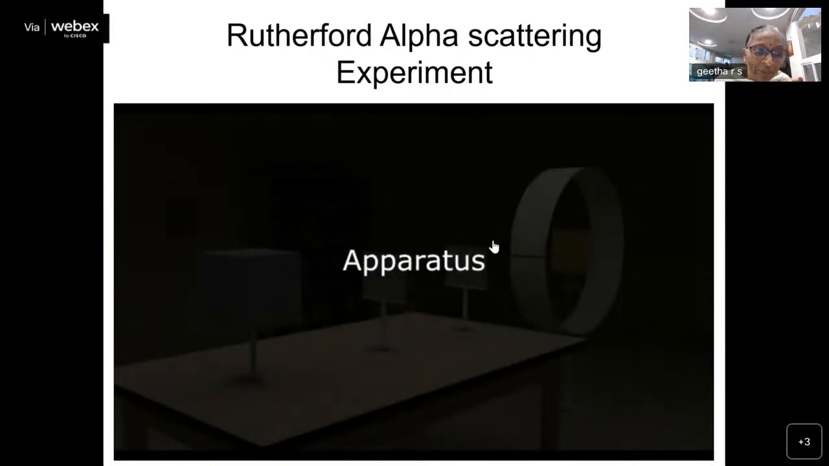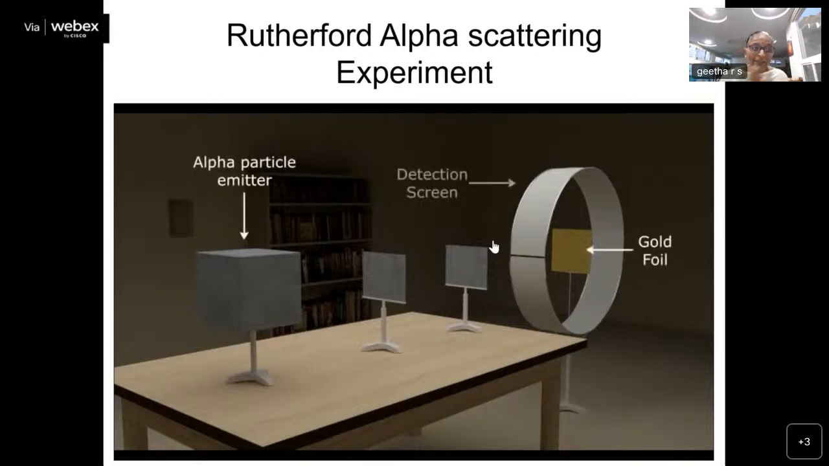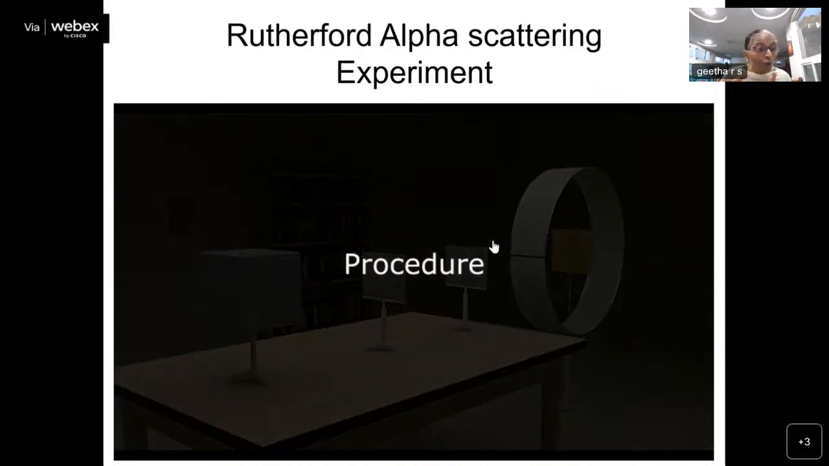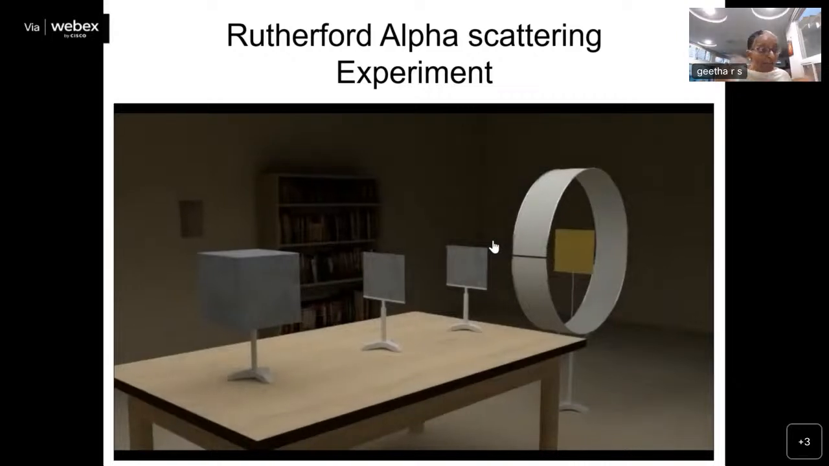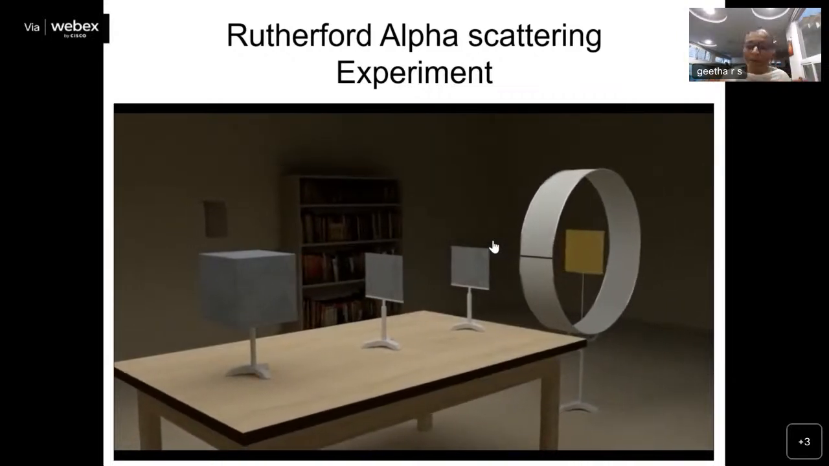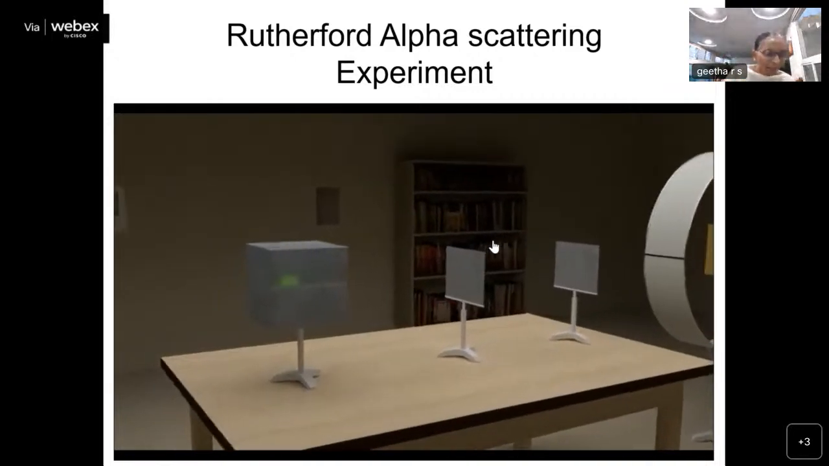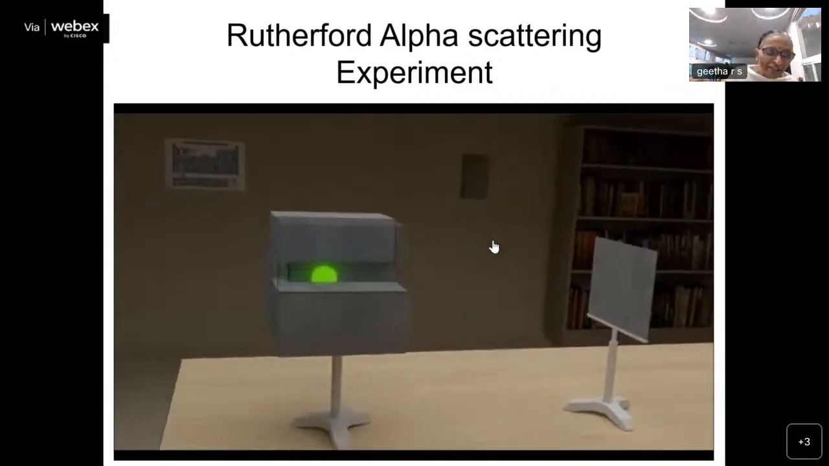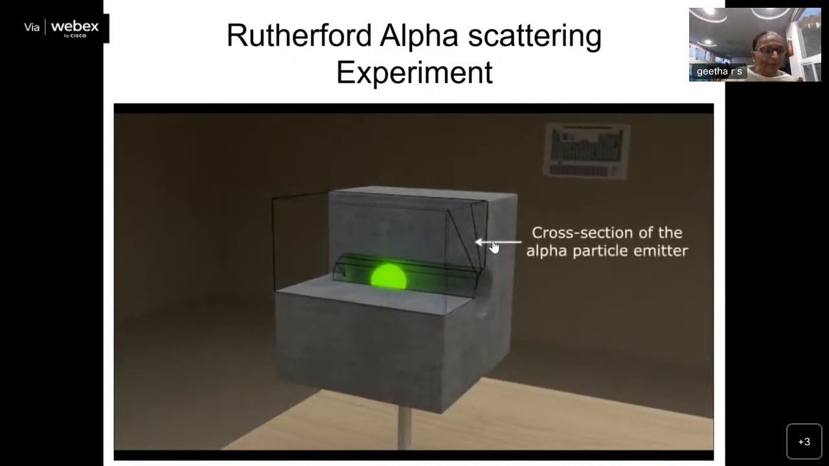What do we mean by scattering? We mean that to the original direction, the alpha particle after hitting the gold foil, you can see that gold color there, it comes through a large angle. It is deviated through a large angle. So that we call it as scattered. So if it goes without any deviation, it is unscattered. So this was an experiment done.